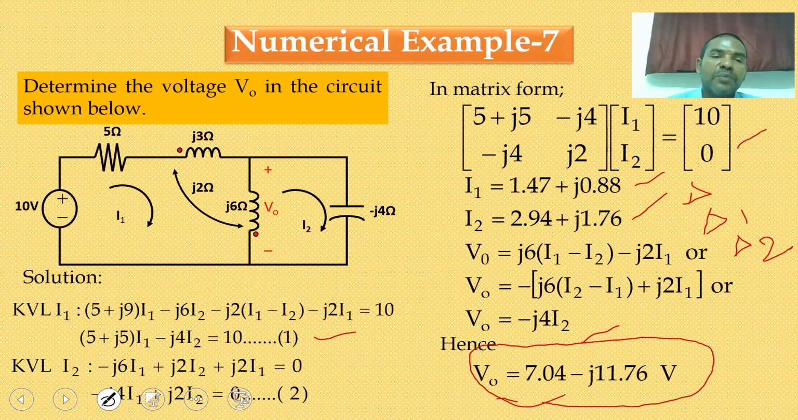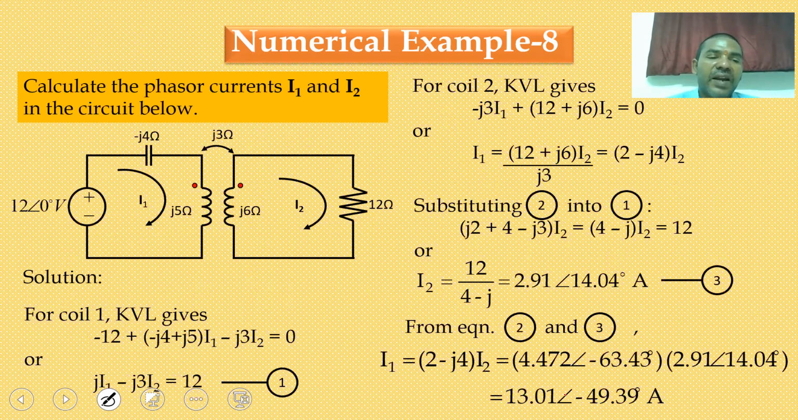So coming to one more problem. We have to go for the calculation of currents I1 and I2. So there are two coils. The given circuit is a magnetically coupled circuit. The mutual inductance between the two coils is j3 ohms. Coil 1 self-inductance is j5 ohms. Coil 2 self-inductance is j6 ohms.